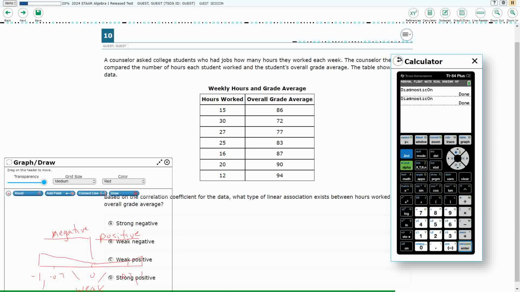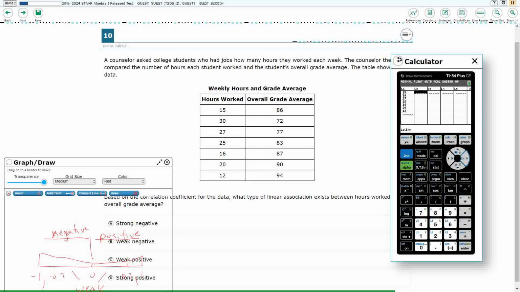All right, so we're good. Now we are going to get into our stats, and first, let's go ahead and enter our X and our Y, our L1 and L2. L1 is going to be your X's, so we're just going to hit 15, 30, and go down the list. 27, 25, make sure you're double checking everything. 16, 20, and then 12.